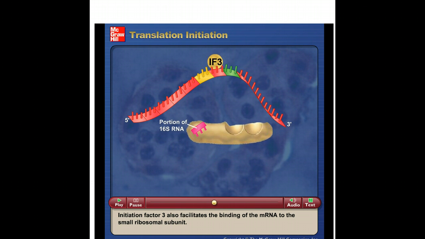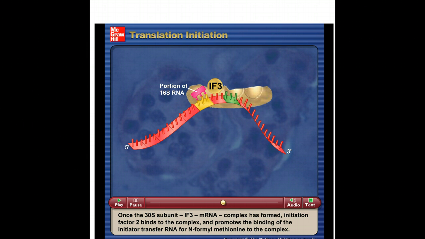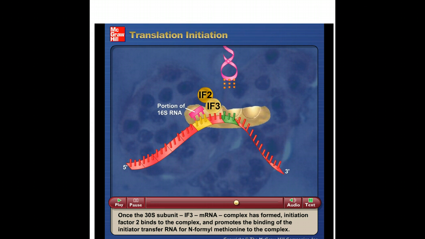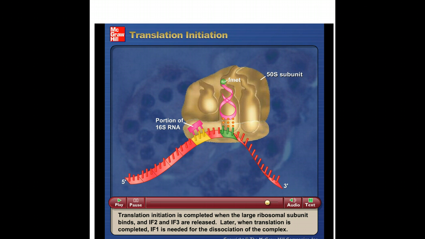Initiation factor 3 also facilitates the binding of the mRNA to the small ribosomal subunit. Once the 30S subunit IF3 mRNA complex has formed, initiation factor 2 binds to the complex and promotes the binding of the initiator transfer RNA for N-formyl methionine to the complex. IF2 and IF3 hydrolyze GTP as an energy source to promote the association of mRNA, tRNA, and the ribosomal subunits. Translation initiation is completed when the large ribosomal subunit binds and IF2 and IF3 are released. Later, when translation is completed, IF1 is needed for the dissociation of the complex.